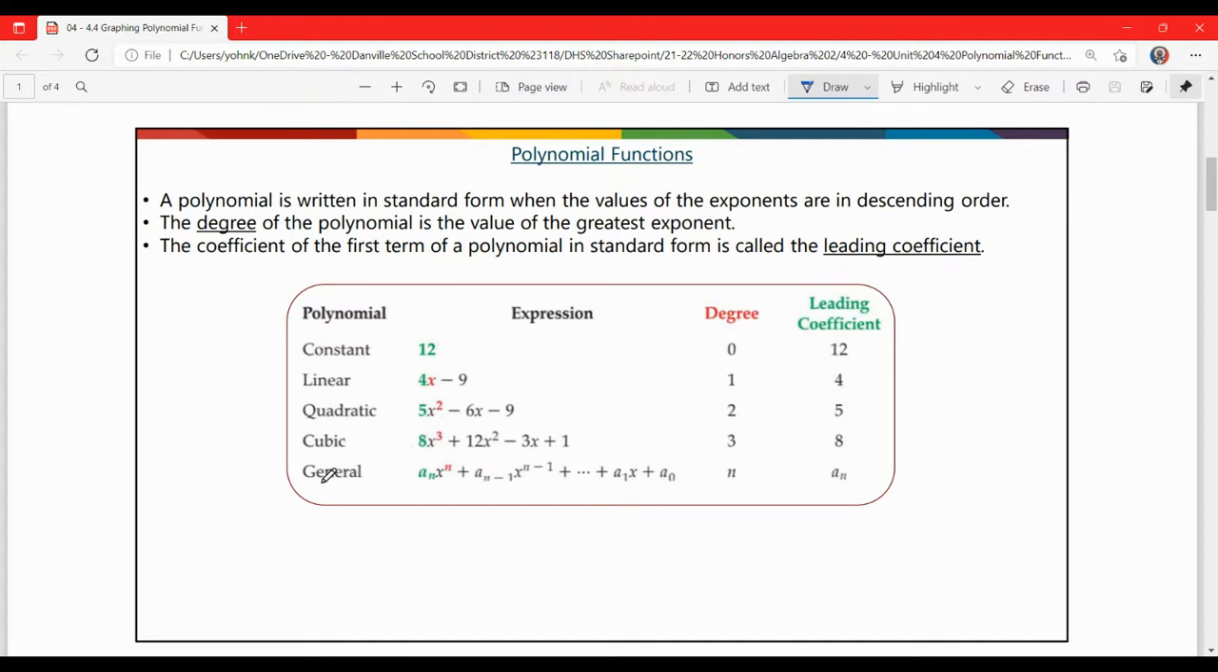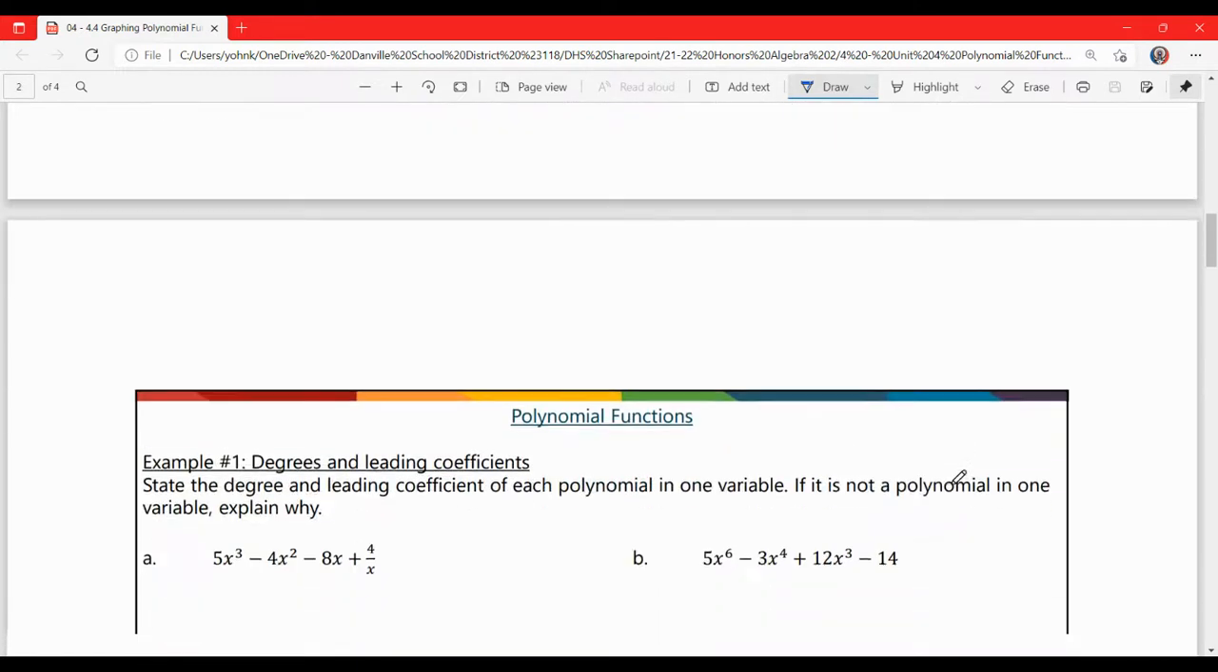This last line is just what a general polynomial looks like. It has a sub n minus 1. Those are all the coefficients. And then it has your powers x to the nth, x to the n minus 1, and so on as they go down to x to the 0. The degree is n, and the leading coefficient is a sub n. Again, that's the fancy mathematical version of what we just talked about.